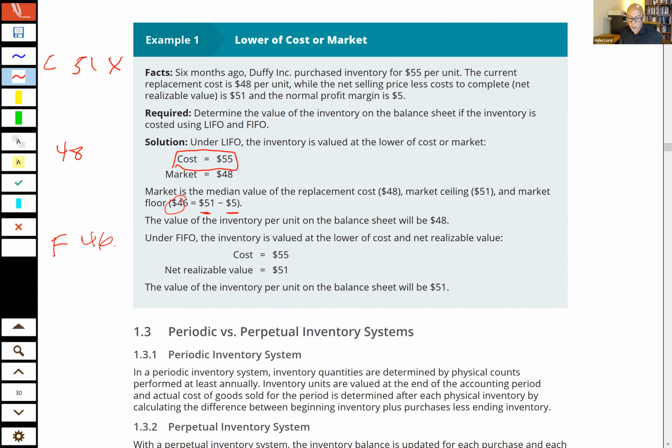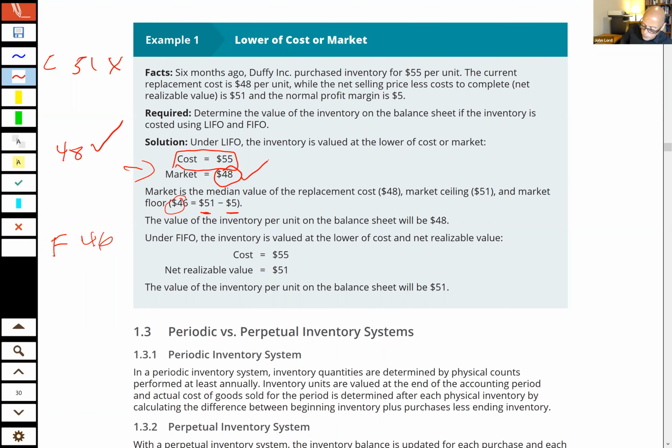Since the replacement cost is not over the ceiling and not below the floor, that becomes my market, and then I compare my market to my cost. Since the market has fallen below the cost, I would report that inventory at the lower market.